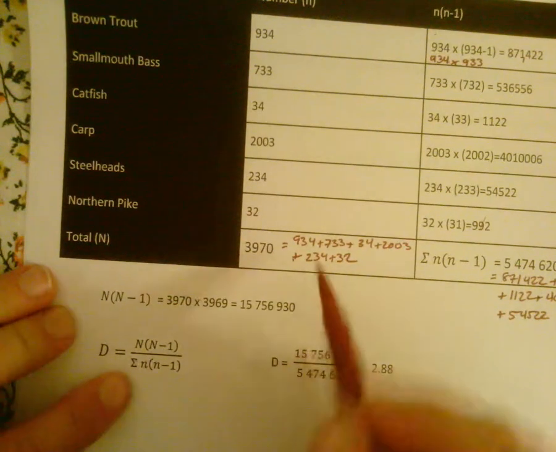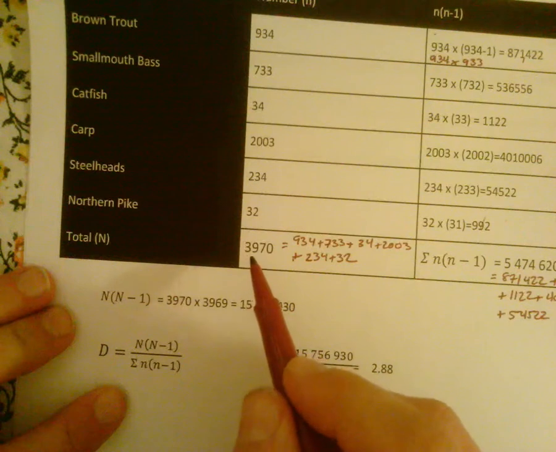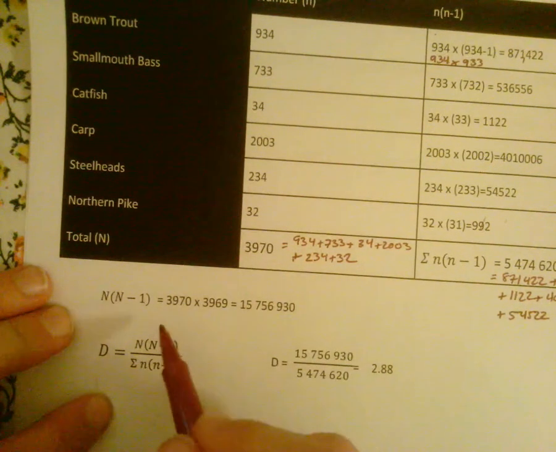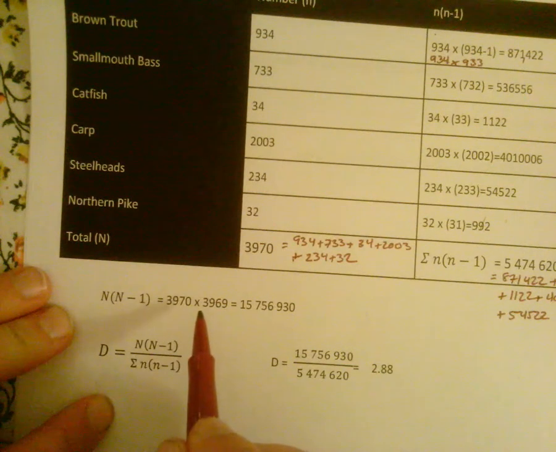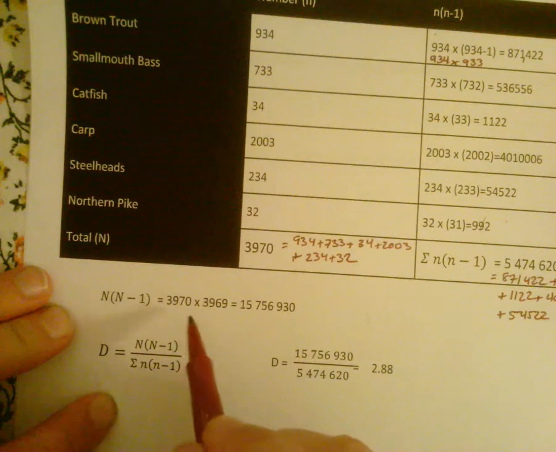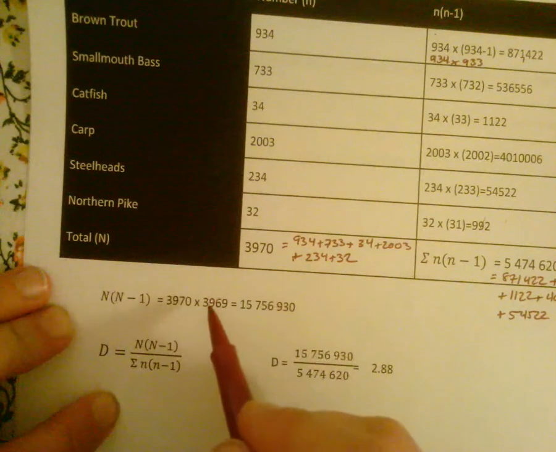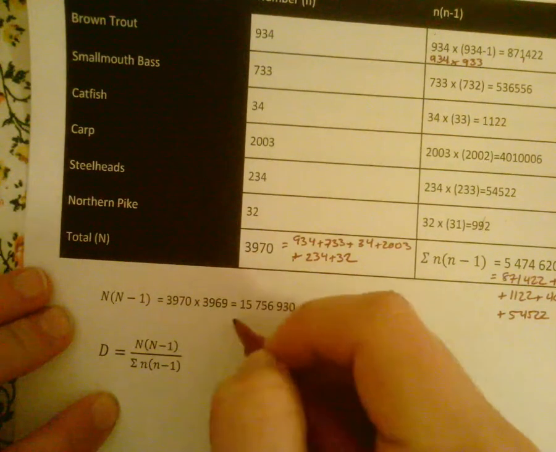So the capital N we already determined. So this is 3,970. Again, we need to do a small mathematical calculation. So we take 3,970 and then we're multiplying it by 1 less than 3,970. So that's 3,969. Plug it into your calculator and this is what you get.